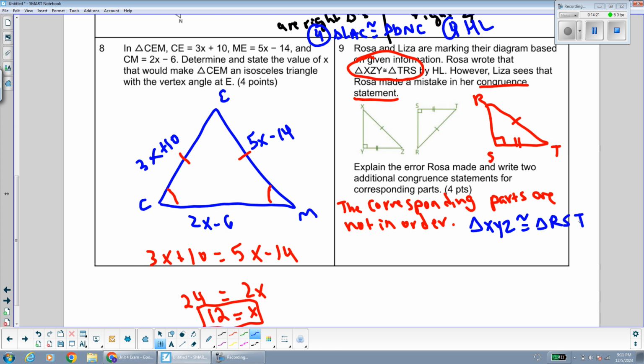And that's part one. Part two is to write two additional congruent statements for corresponding parts. That could either be sides or angles. So I'll just say angle X is congruent to angle R. Those are corresponding angles. And I'll do a side. I'll say side XY is congruent to side RS. And you don't have to justify it, but it's by CPCTC because the triangles are congruent by HL. So then we can CPCTC the other corresponding parts. So that's the reason, but we don't have to even put a reason.